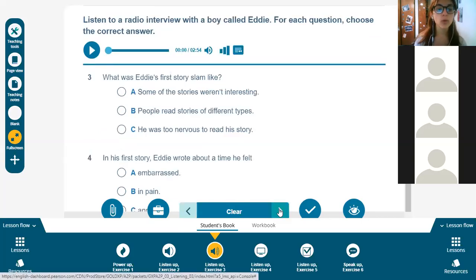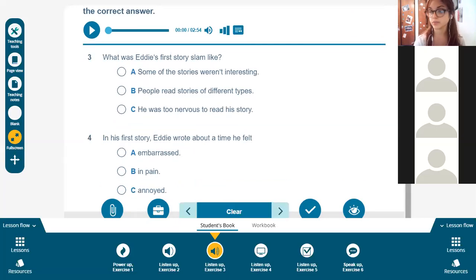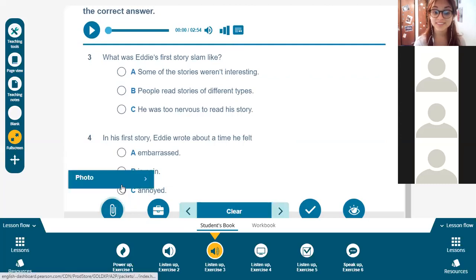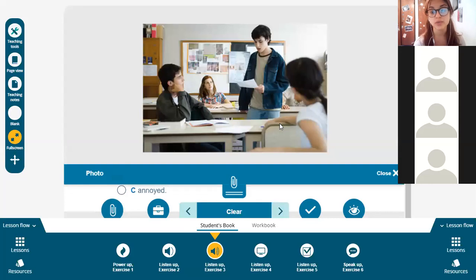Number 3 is, what was Eddie's first story slam like? Some of the stories weren't interesting. People read stories of different types. He was too nervous to read his story. And the last one, in his first story, Eddie wrote about a time he felt embarrassed, in pain, or annoyed. Okay, any questions as regards the sentences? No, miss. Now, is it clear what you have to do? Yes. Okay, we have a photo. This one is the photo. What do you think slam story means?